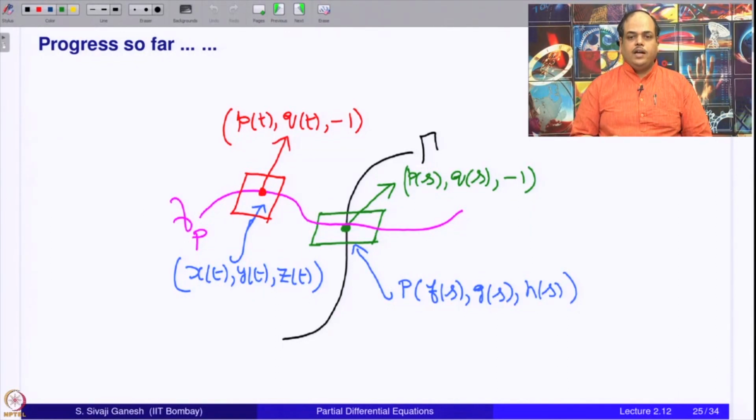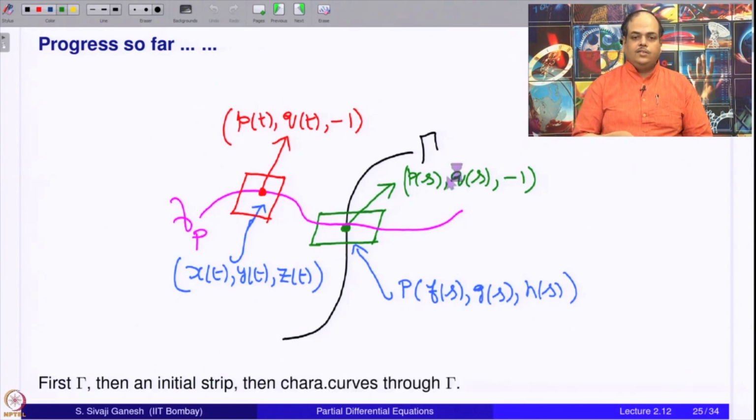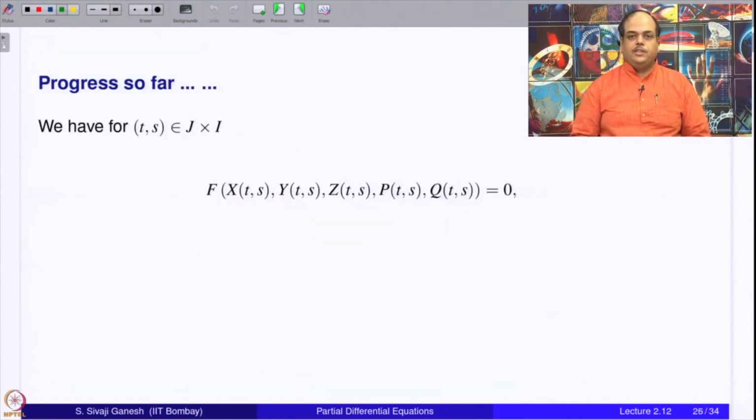So, the progress so far has been this: first gamma which is given, then an initial strip we have obtained, that is throughout these points of gamma we have erected these kind of small planes, and then characteristic curves going through points of gamma. If this is the point P, this is the gamma P, small gamma P, and not only characteristic curves, at any point in the characteristic curve we also got this particular normal to some plane. Of course, the plane is expected to be a tangent plane later on.